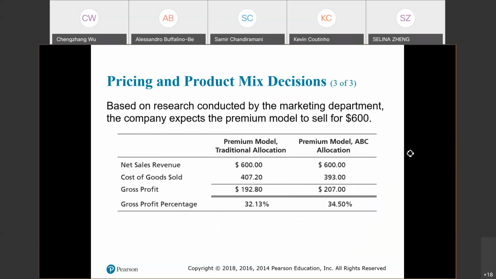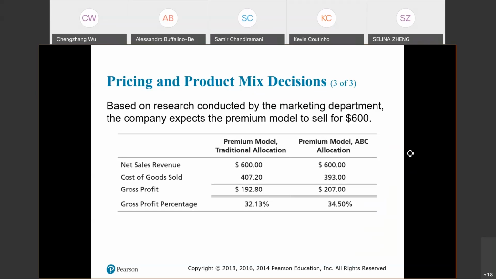With the decrease in the cost, the company could consider lowering the sales price, which cost $276.75 to maintain a 40% gross profit percentage. The decrease in sales price could lead to an increase in the sales volume.